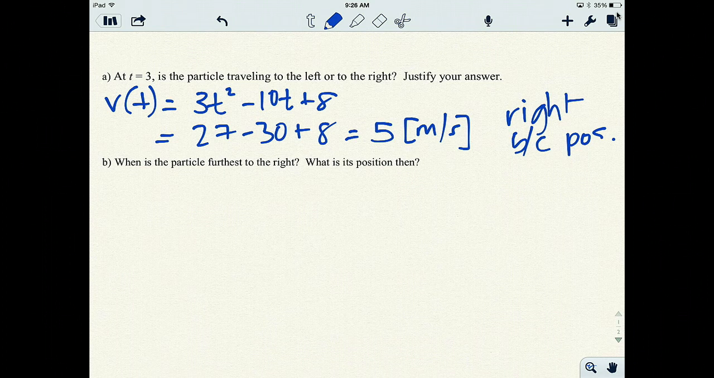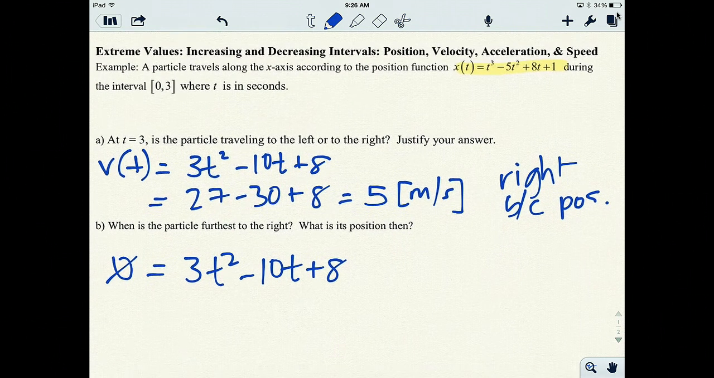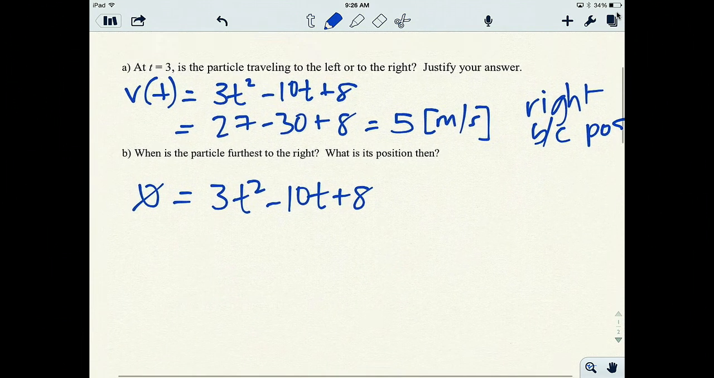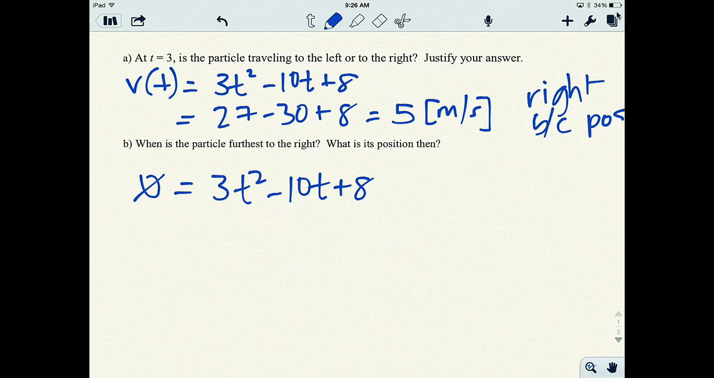I already took my derivative, so I'm going to plug in 0. And then I need to find out what the critical numbers are. I set it equal to 0. What I'm going to do now is factor this and try to find out what my critical numbers are. Well, I know that this has to be 3t, and this has to be t.